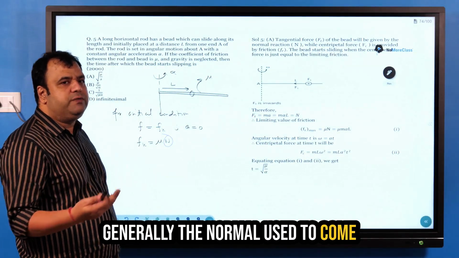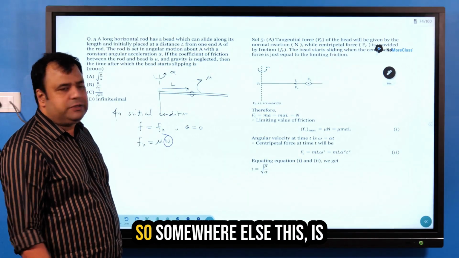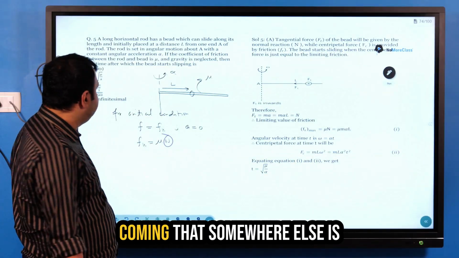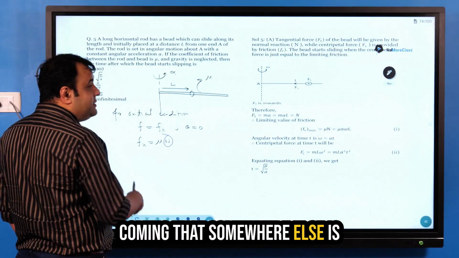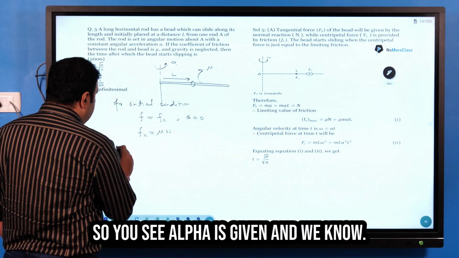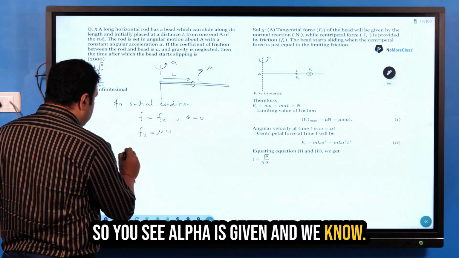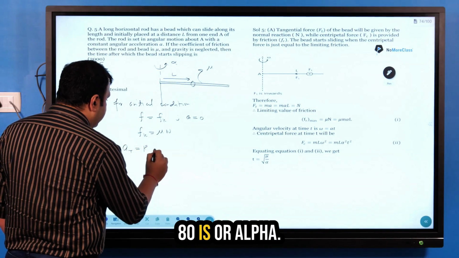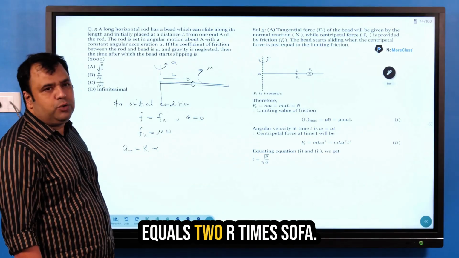Generally, the normal comes from mg, but g is not there. So it must be coming from somewhere else. The somewhere else is the tangential acceleration ultimately. So you see, alpha is given, and we know a_T is R alpha. The tangential acceleration is equal to R times alpha.